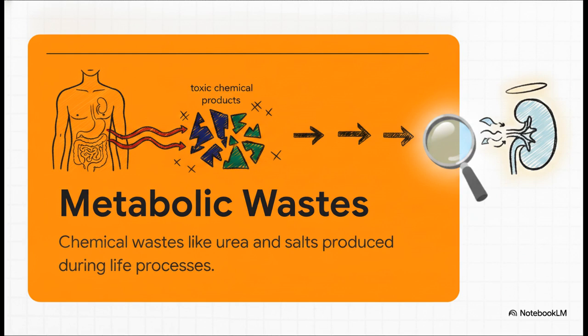As you're sitting here living and breathing, your body is constantly breaking down food to generate energy. But this incredible life process creates byproducts. We're talking about toxic metabolic wastes like urea, uric acid, and excess salts. And these aren't just harmless leftovers. If these specific chemicals are allowed to build up in your bloodstream, they literally become poisonous to your body. So getting rid of them immediately isn't just a nice to have. It is absolutely critical for your survival.